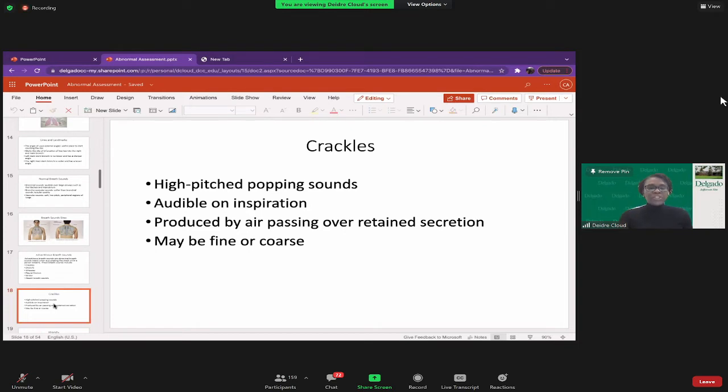What other condition could cause crackles? COPD or pneumonia? So atelectasis. Yes, atelectasis, very good. It's the collapse of all or part of the lungs, affecting the exchange of O2 and CO2.